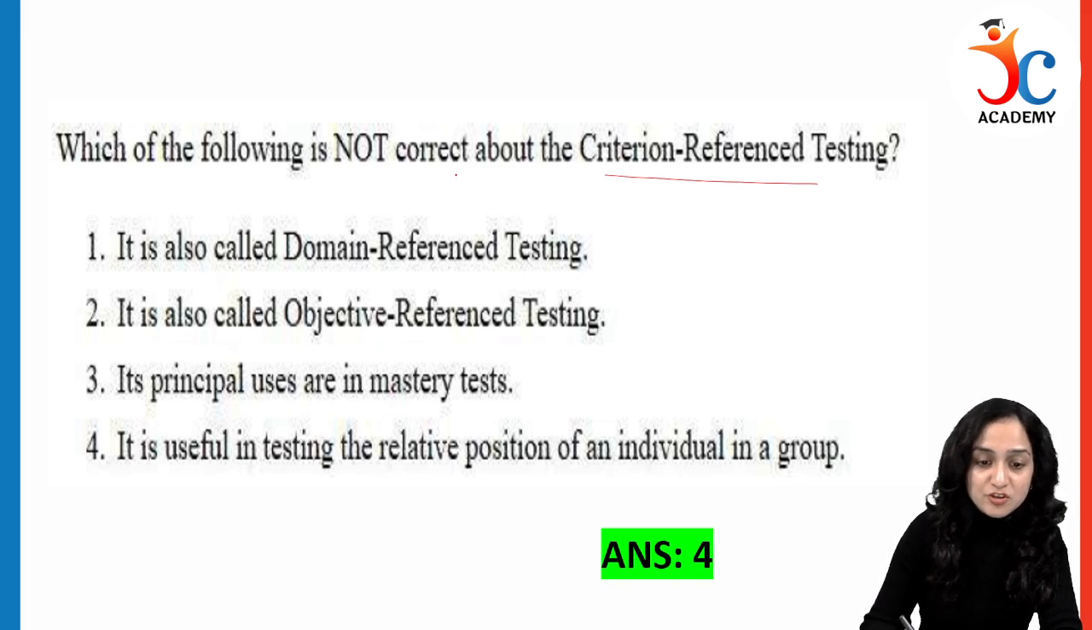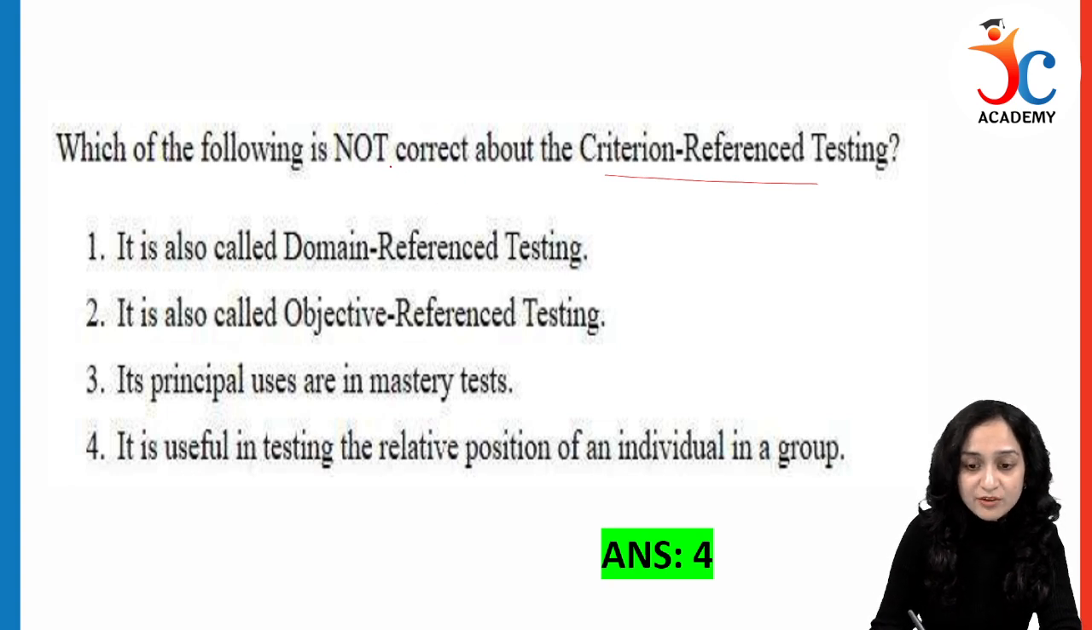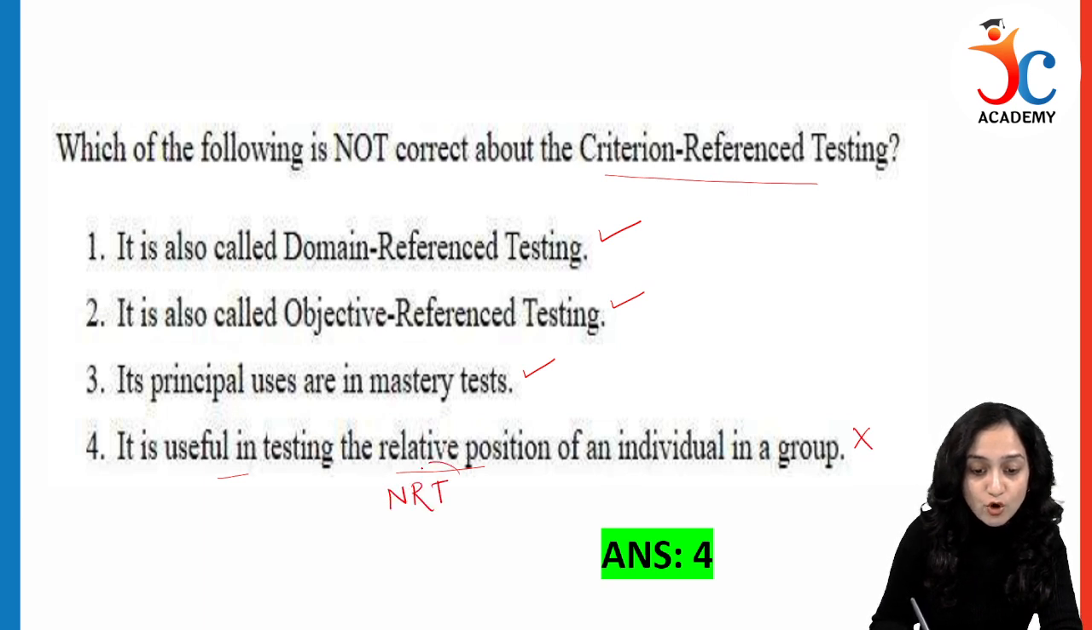Coming back to the question, which of the following is not correct? We have to find the incorrect statement about criterion referenced. It is also called domain referenced, correct. It is called objective referenced, correct. Its principal uses are in mastery test, correct. It is useful in testing the relative position. This is incorrect because relative position is for norm referenced test.